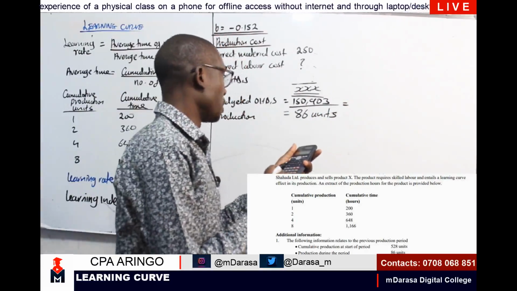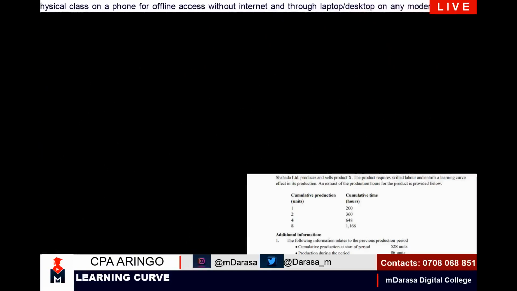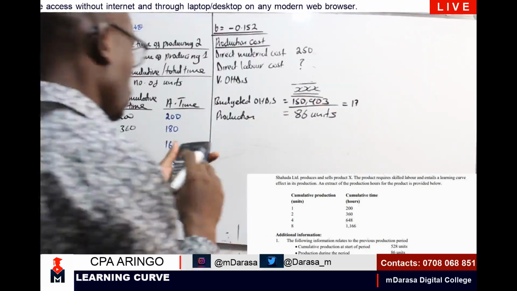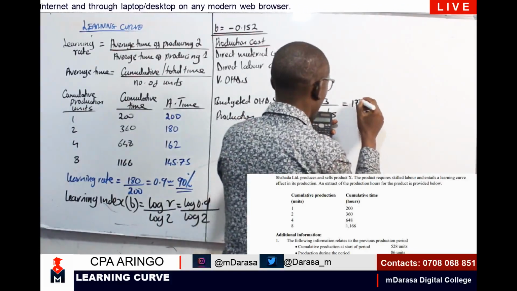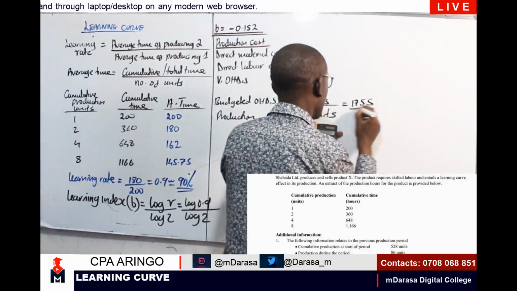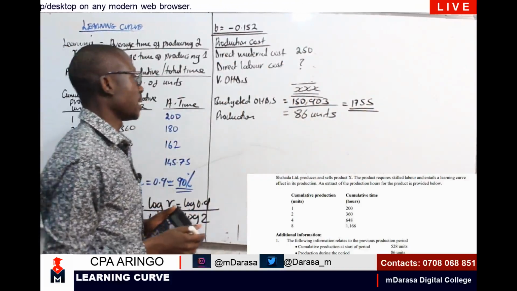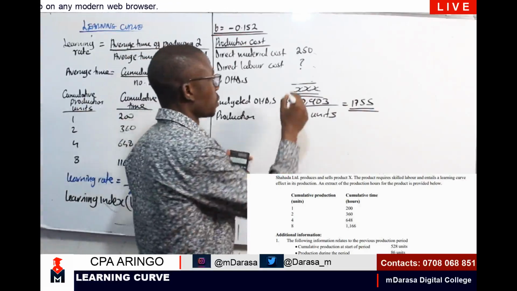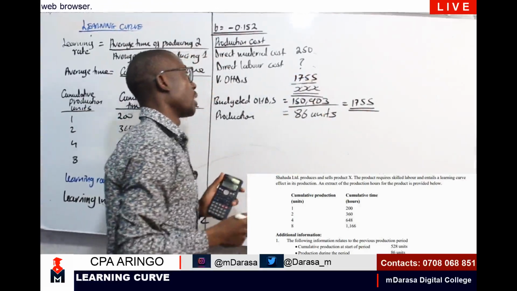150,903. We divide by 86 units to give us, my good students, a figure of how much? I'm having 1754.6. So allow me to take 1755. 1755 would be our budgeted overhead cost per unit. So I'm having 1755. So what don't we have?